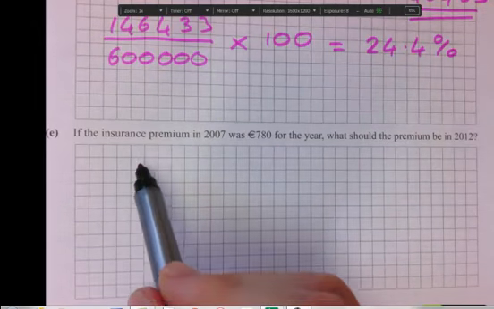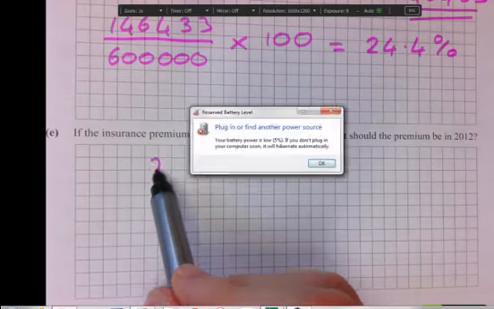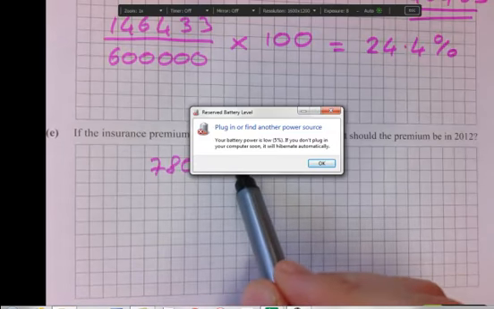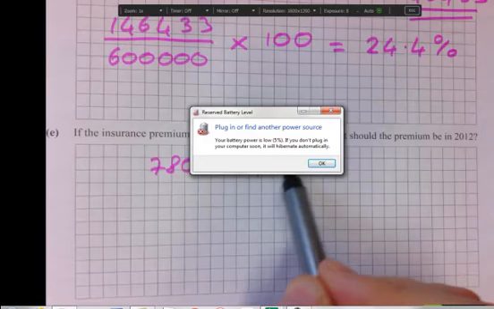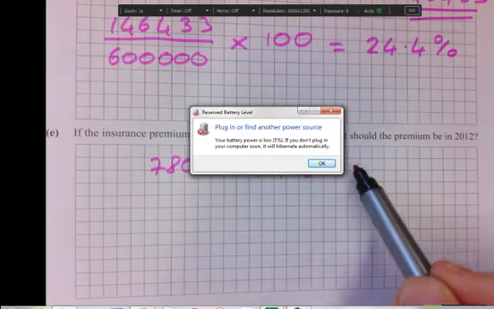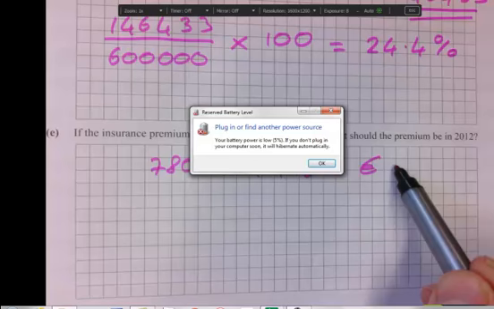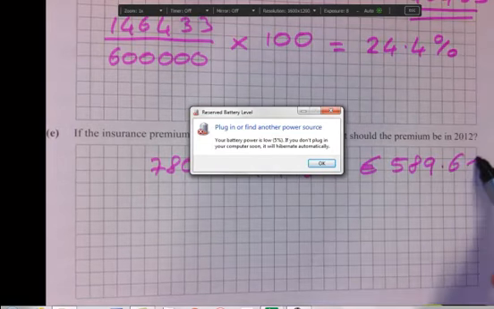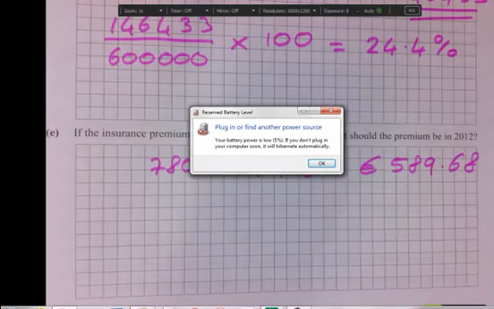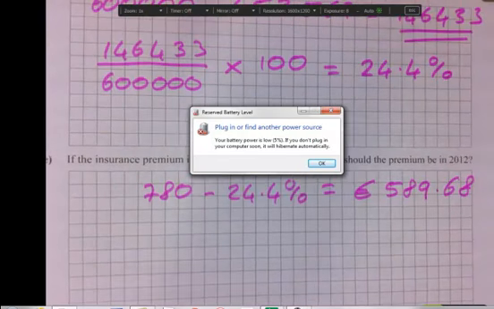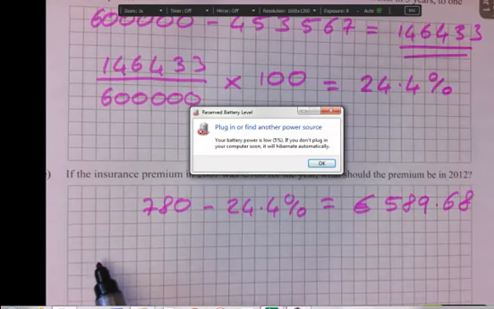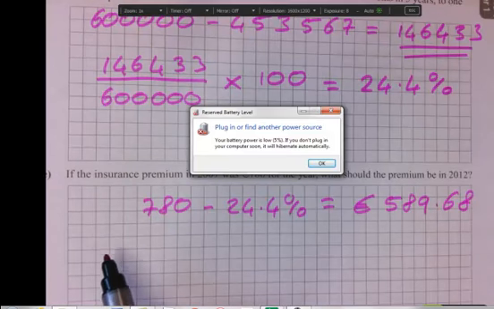So for this question, all we're really looking for is 780. If you've got a Sharp calculator, you can just say minus 24.4%. It will do it directly for you. You'll get 589.68. So I'm going to pull that down. If I press a button, it'll all disappear on me, so I'm just going to keep going. This is the last part of the question, even though that's in the middle of the screen.